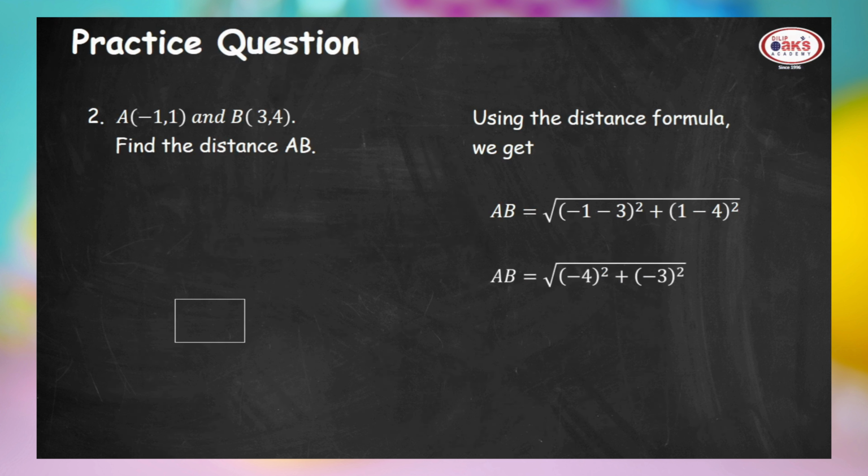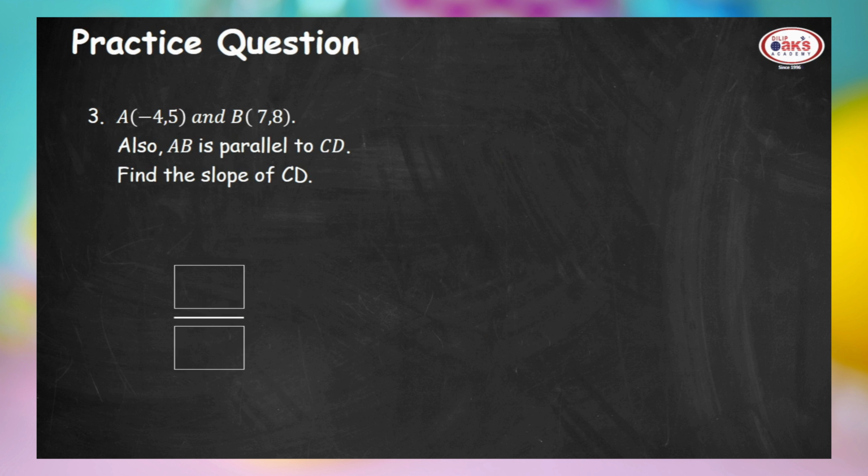Therefore you get AB is equal to the square root of (-4) the whole squared plus (-3) the whole squared. That gives you AB equal to the square root of 16 plus 9, which is 25. So it is 5. So once again we will enter 5 in the numeric entry field provided and conclude this question successfully.